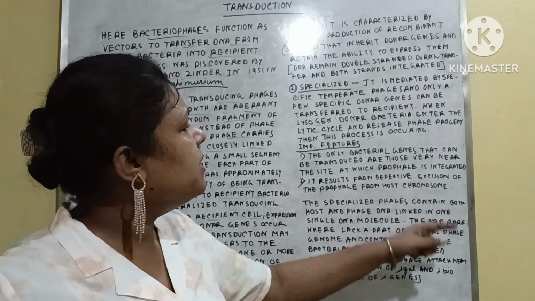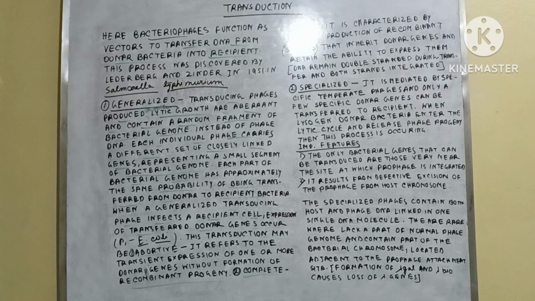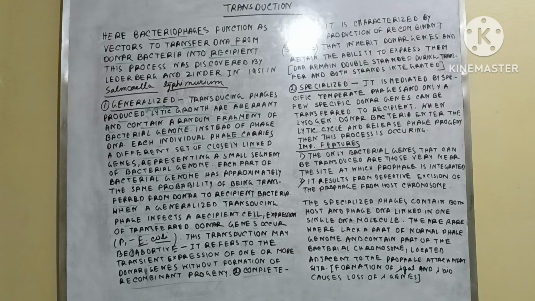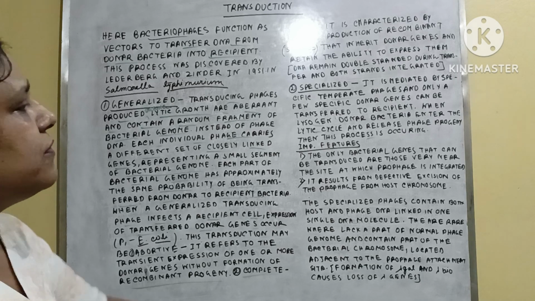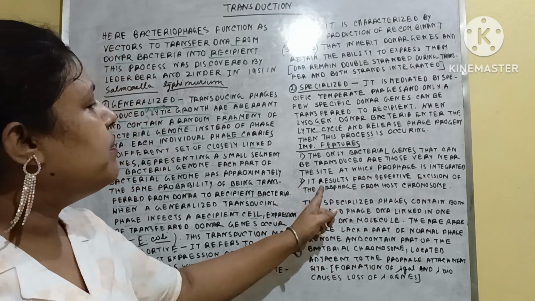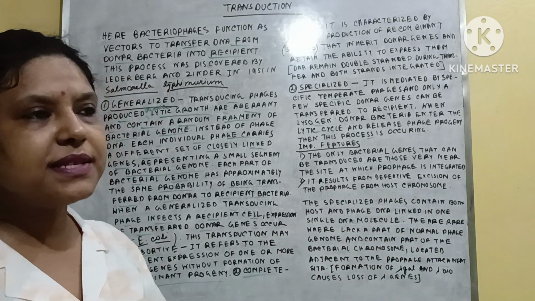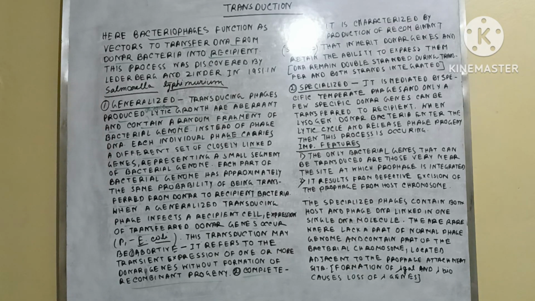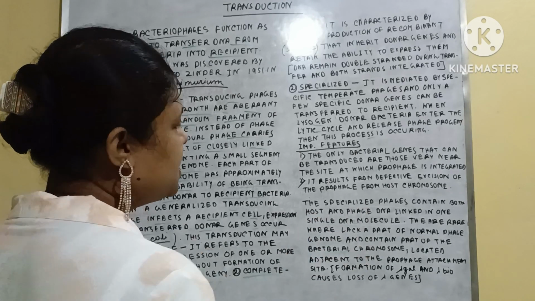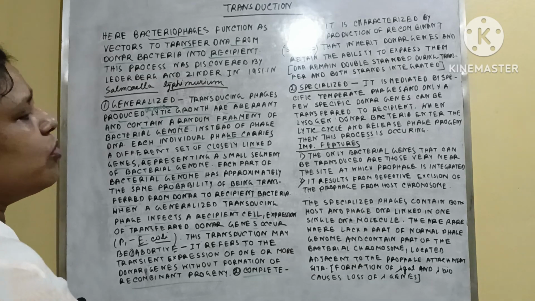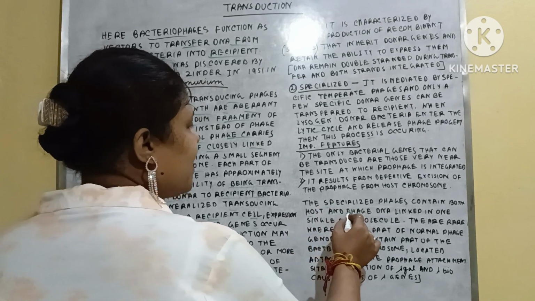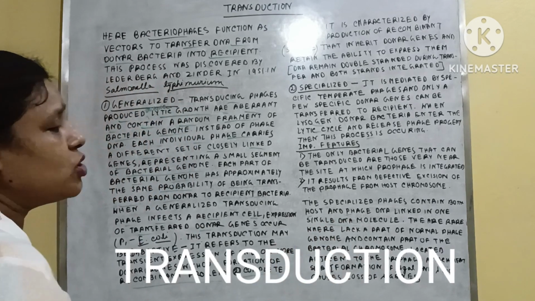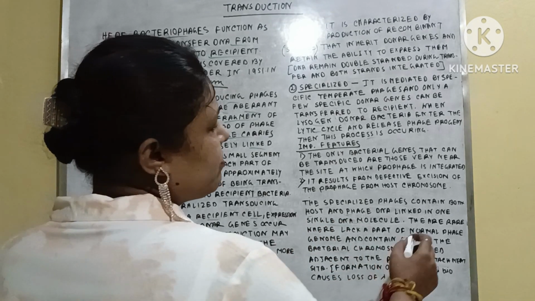And it results from the defective excision of the prophage from the host chromosome. So it is another important point that it results only from defective excision of the prophage from the host chromosome. The specialized phage contains both host and phage DNA linked in one single DNA molecule. So here host and phage DNA are both linked to form a single DNA molecule.